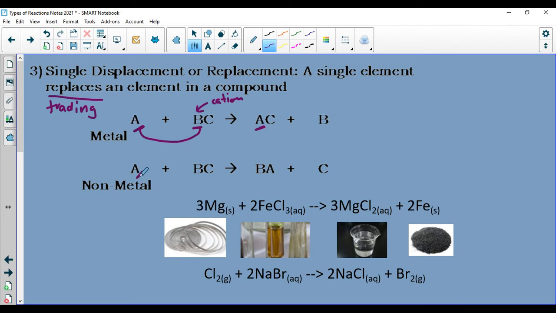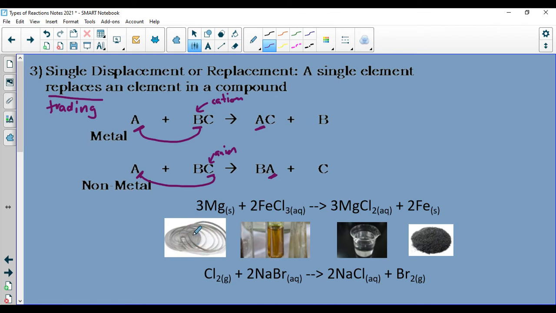If A is a nonmetal, it's going to trade places with the nonmetal in the compound. Remember that anions are second in ionic compounds, so we're going to see those two trade places. That's why we see that the single element is in the second position in the final product and C is now by itself. So here we see an example where you could take magnesium metal.